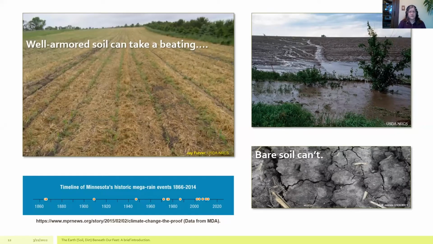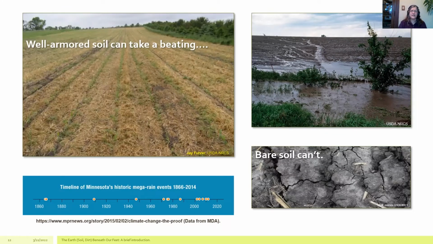So if you have a well-armored soil, this well-armored soil picture is Gabe Brown's ranch in North Dakota. Gabe Brown is an early soil health adopter, and he has got his place cooking but good. If you look in the middle, you'll see there are green lines. Those are his crop plants, but in between is all of his cover crops. And he'd been no-tilling for years by the time this picture was taken.